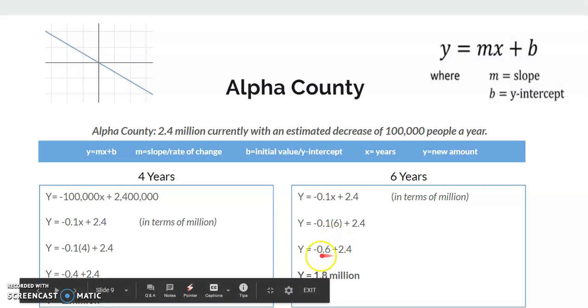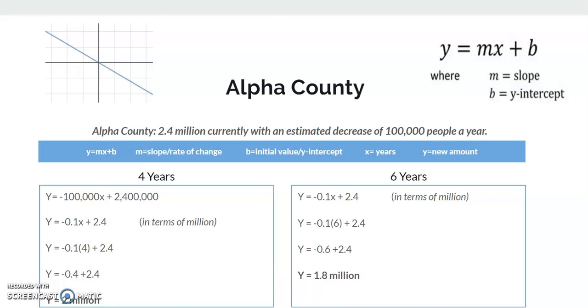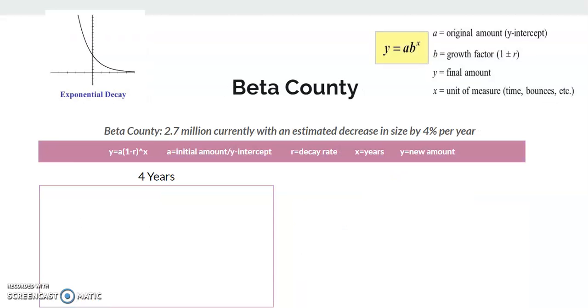So we do all of our math, plug in the problems, multiply this together plus the original, and we get y equals 1.8 million. So we see that we have decayed from 2 million to 1.8 million over those 2 years. All right, so we have solved it for Alpha County. Now let's go to Beta County and see what that one looks like.